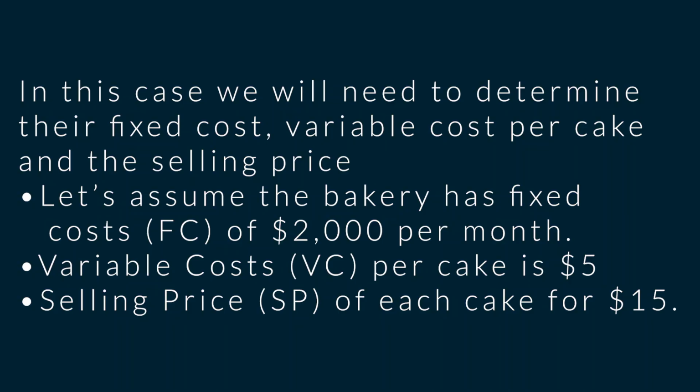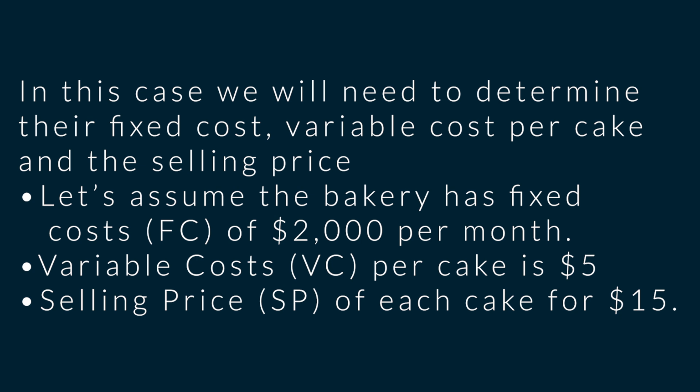Now, there are things they need to understand. There are things they need to figure out in this case. In this case, we'll need to determine the fixed cost, the variable cost per cake, and the selling price. So let's assume that the bakery has a fixed cost of $2,000 per month.